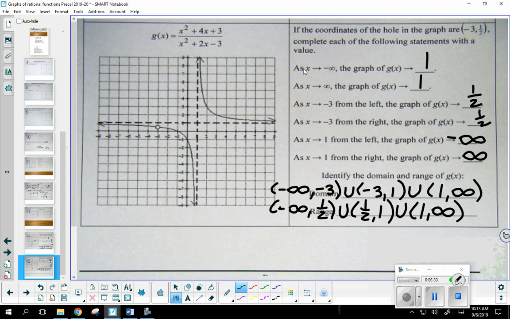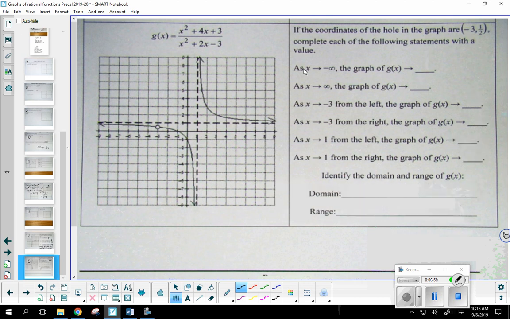How many people got every one of those correct? Okay, so not bad. Anything I can help with? All right. This is what the quiz on Tuesday is going to cover: limits, discontinuities, the behavior. All right. Well, let's put that to the side.